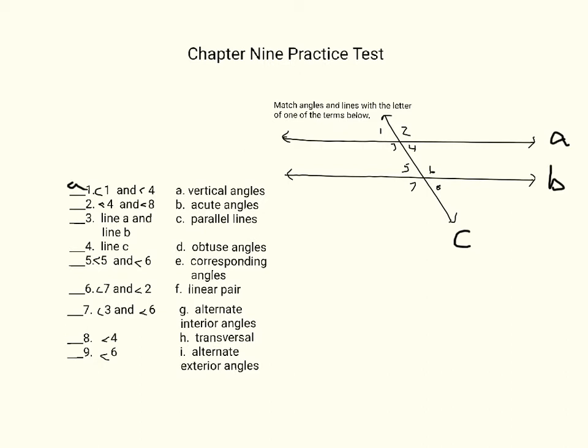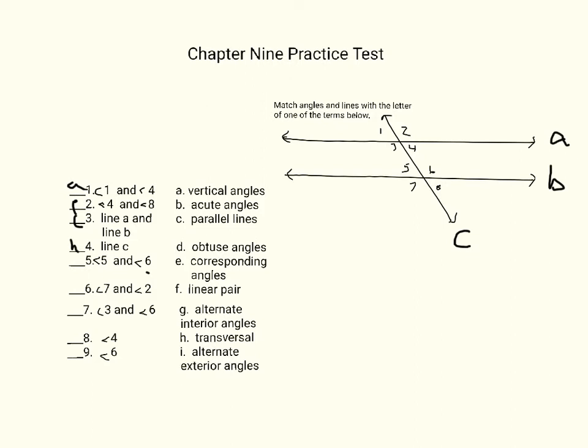4 and 8. So we're looking at 4 and 8 here. And if you slid line B right up on top of line A, they would overlap their corresponding angles. So that's E. Line A and line B are parallel to each other, and that's choice C. Line C is a transversal, H.